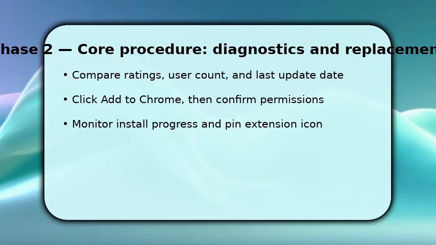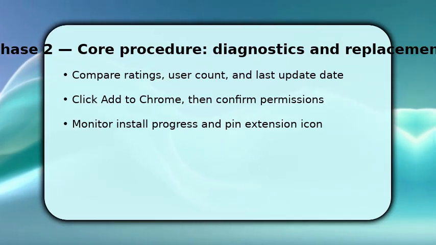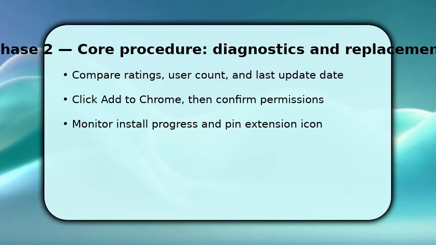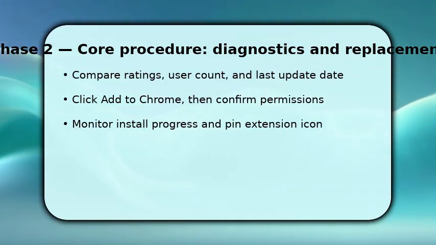Once you pick one, click Add to Chrome, read the permission dialog, and confirm only if the permissions match expected features. After installation, Chrome shows the extension icon. Pin it to the toolbar for quick access.